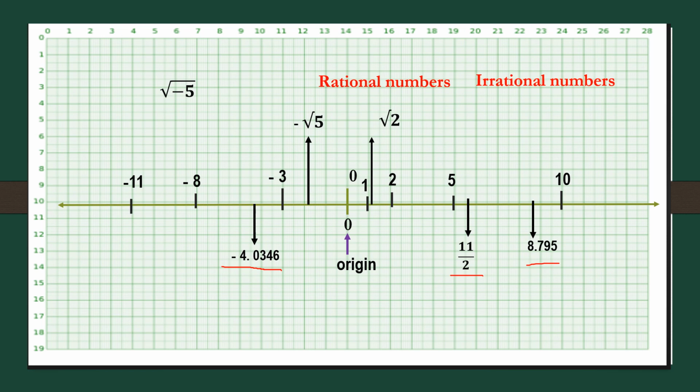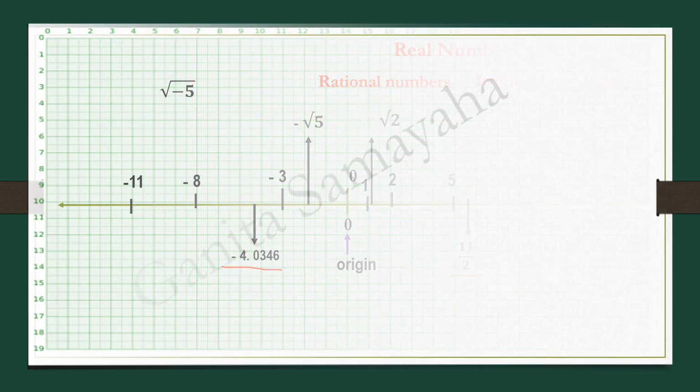Okay, children. So the real numbers consist of all the rational and irrational numbers that we have located on the number line. So this is the basic concept about real numbers. Is that clear, children? Let us proceed further for this year's lesson, wherein we are going to understand about application of real numbers.